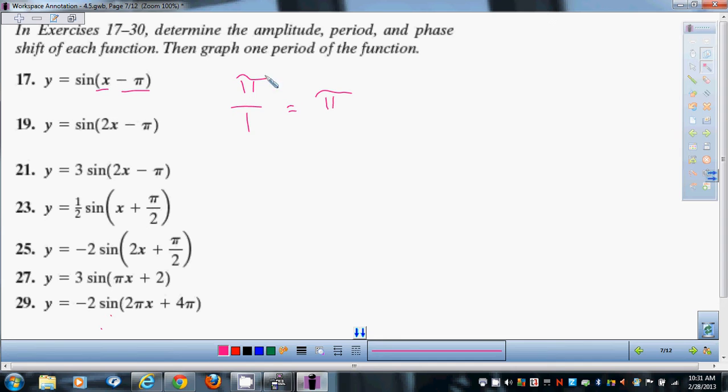Well, you remember how when we did horizontal shifts, if inside the parent function was like x minus 2 squared, it actually moved it right? Same thing. Because that's what this is. It's a horizontal shift. That's a good question.